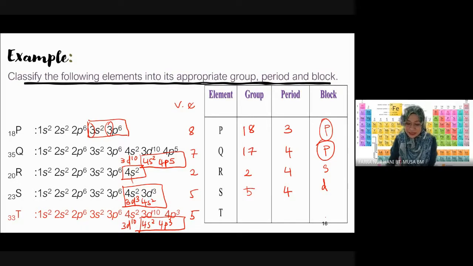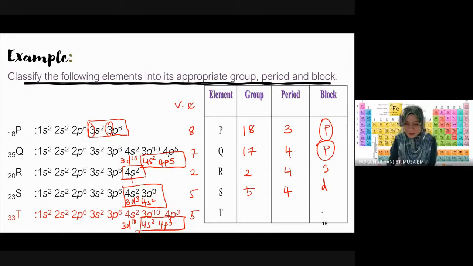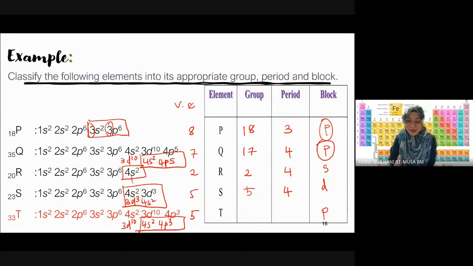T. What is the block for T? P. Block P. P block. Yes. Good. Okay. Yang tulis pun. Good. Alright. What about the group? 15. Nampak tak? Yang ni baru 15. Sebab dia P block. Okay, that's why saya tukar soalan. Nak tunjuk awak beza dia nak. Okay. And the period still 4. Okay. Period 4. Good. Yes.